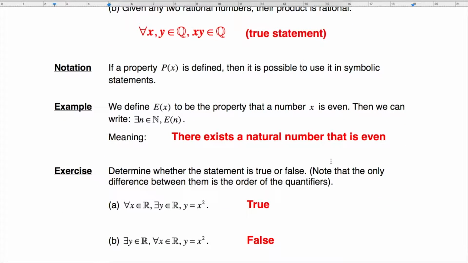So, note that if we have a property, P of x or something else, then we can also use it in our symbolic statements. For example, if we define E of x to be the property that a number x is even, then we can write there exists a natural number n such that E of n. Right, we used this property here. It means n is even. So instead of spelling it out like we did a couple of lines above, we can use this property.